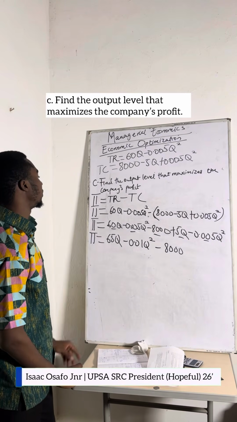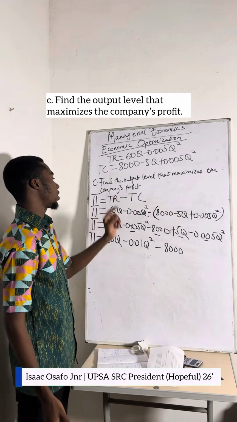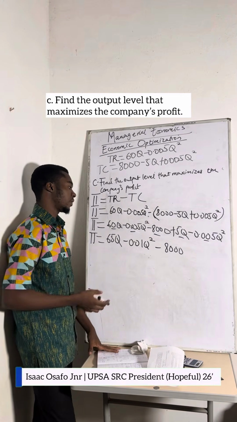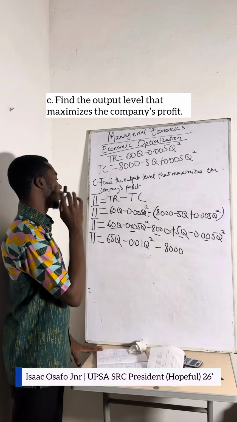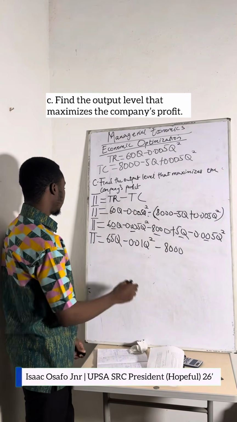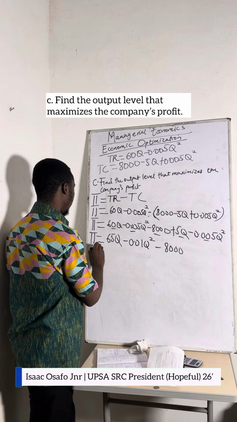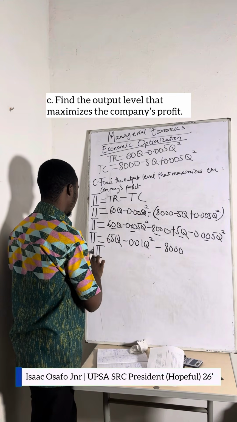All right, so now that we know our profit function, we are asked for the output level that will maximize the company's profit. I tell you that anytime you have a function and you want to know the maximum or even the minimum, you have to differentiate and equate it to 0. So we're going to differentiate this function. So we have d pi over d Kil, or del pi over del Kil.